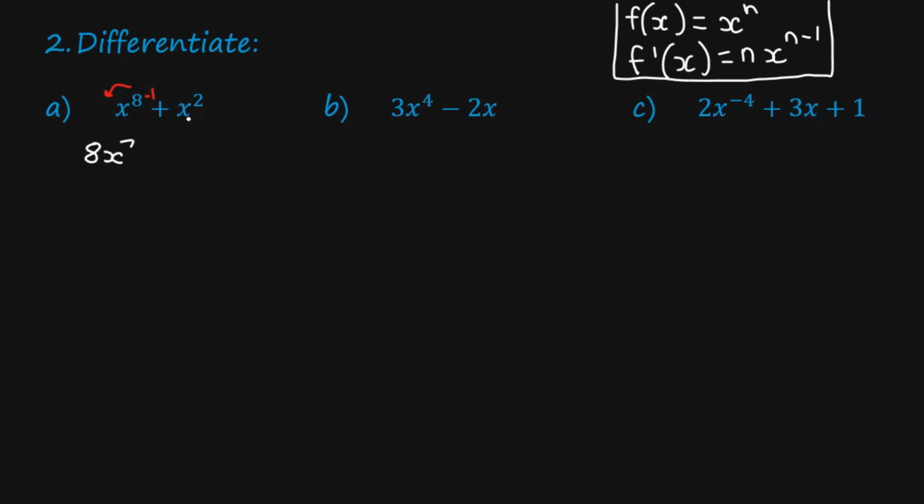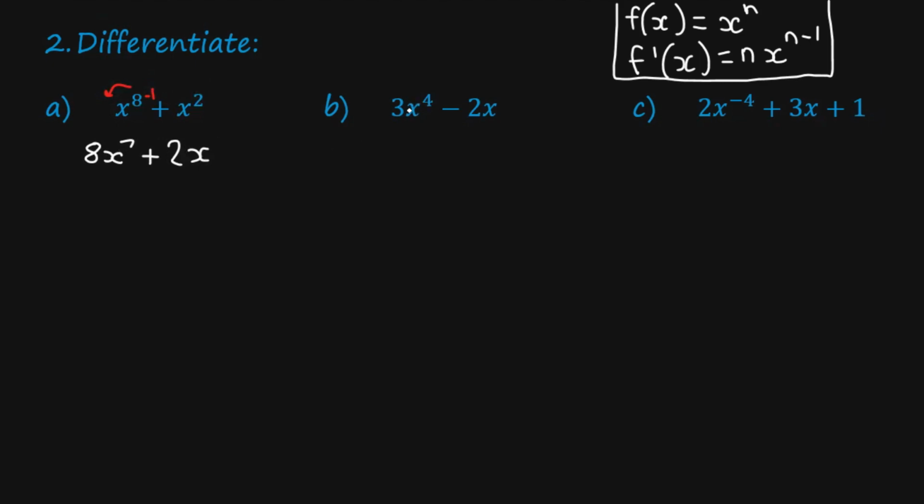And then we're just going to do exactly the same with this second term. So we're going to go plus, and then we'll put the 2 at the front. So it'll be 2, and then we've just got x, okay? Because it's going to be 2 minus 1, which is just 1. And so we'll just leave the 1 off there, okay? So 8x to the power of 7 plus 2x.